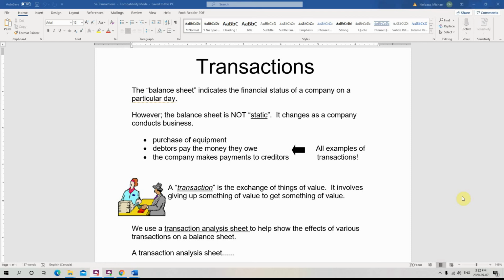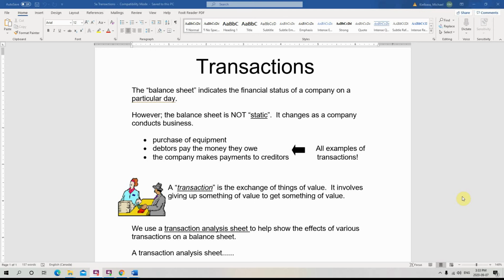All right, recall that a balance sheet indicates the financial position of a business at a particular point in time. Now, as mentioned, the balance sheet is not static, it's dynamic. It's constantly changing as the company does business, as it conducts transactions. For example, purchasing equipment, or debtors paying the money they owe, or us making payments to our creditors. Those are all examples of transactions.